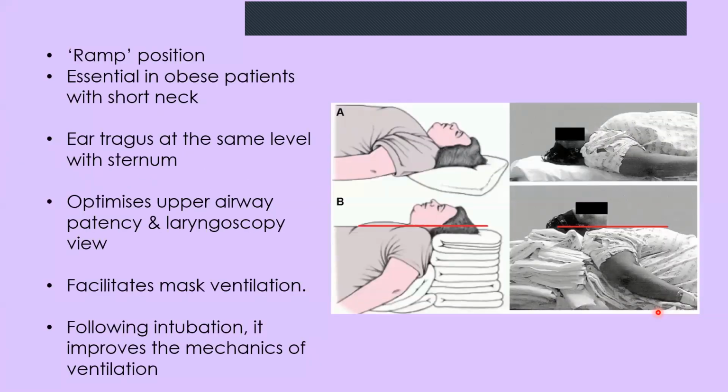Second one is RAMP position lah. RAMP position which we usually prepare in patient yang obese with short neck, where kita letak towel kat sini, so the tragus is at the same level with the sternum, where it optimizes upper airway patency and laryngoscope view. It also facilitates mask ventilation, and following intubation, it improves mechanics of ventilation.